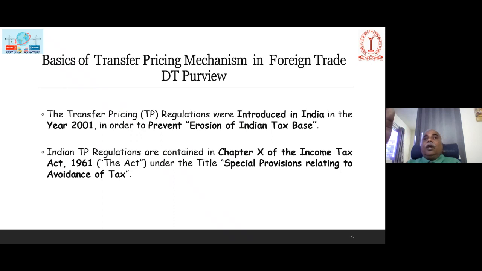So earlier, from 1961 onwards, the OECD, UK and USA countries were focusing on a transfer price mechanism. But in India also, it was introduced in 2001. Why? The main objective is to prevent the erosion of the Indian tax base.